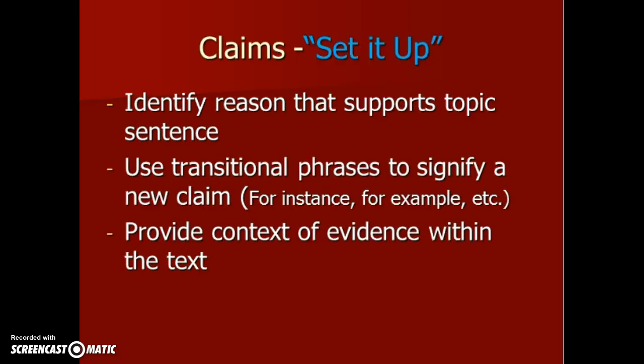So let's first talk about the claims themselves. This is where you set it up. You set up your reasons that will be supporting your topic sentence. As I said, the point of the claim is to identify the reasons that support your topic sentence. When you write a claim, you do want to use transitional phrases to signify that you are either starting a new claim or starting claims altogether. These are phrases like for instance or for example. You will also want to, in your claim, provide context for evidence within the text, so that when you set up your reasoning, you're also letting your reader know where your textual evidence is coming from.